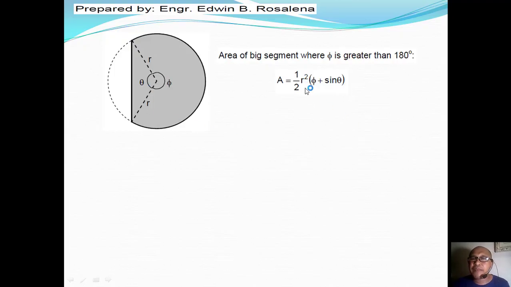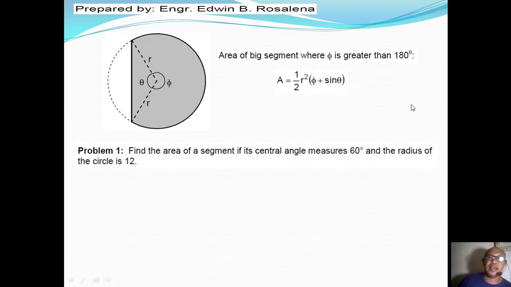So 1/2 r squared phi is for the area of the sector. So meaning angle phi should be in the radian unit. Plus 1/2 r squared sine theta is the area of the triangle. So when you press sine theta, if the mode of the calculator is in degrees, this angle theta should be in the degree unit.